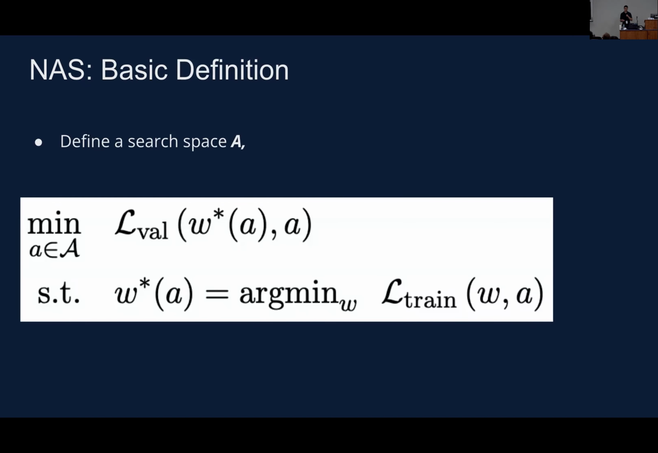So I gave an informal definition before, now a bit more formal definition of NAS. So the first thing we need to do is define a search space. This is just a large, finite set of architectures. And then we search to find the architecture that maximizes validation accuracy after training it to minimize training loss. So in other words, it's like a bi-level optimization problem where for each architecture, we want to look at its validation accuracy after fully training, and then find the architecture with the highest validation accuracy that we can.